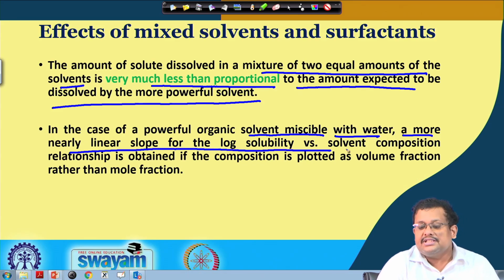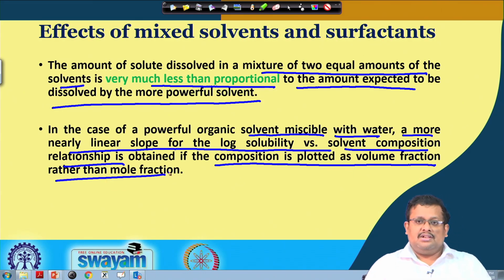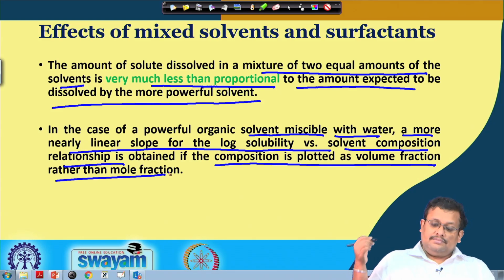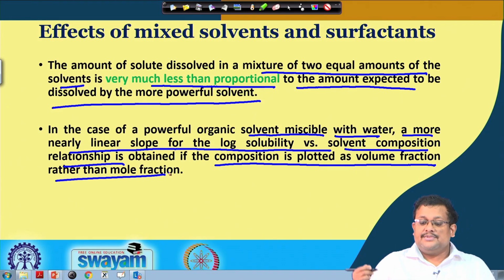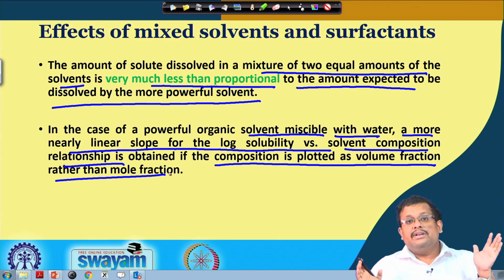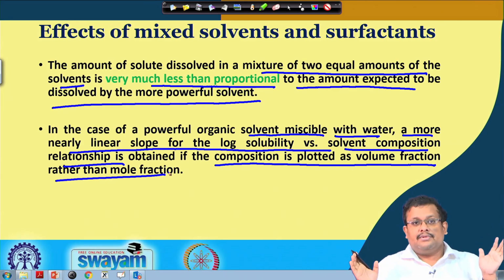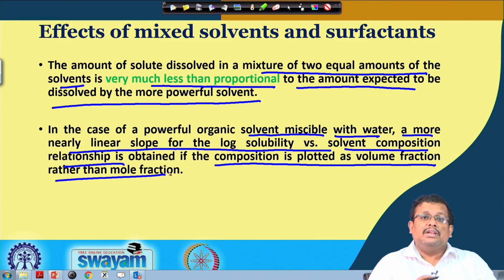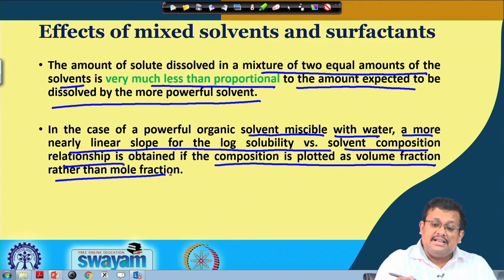Now, in the case of a powerful organic solvent miscible with water, a more nearly linear slope for the log solubility versus solvent composition relationship is obtained if the composition is plotted as a volume fraction rather than mole fraction. So, if you plot the composition in terms of volume fraction as compared to mole fraction, we will see a more linear slope for the log solubility and solvent composition relationship. And what is the precondition? The precondition is that there is a powerful organic solvent miscible with water. So, this is the relationship, again, for the effects of mixed solvents and surfactants.